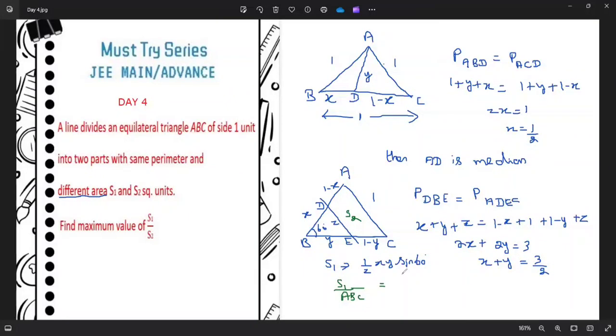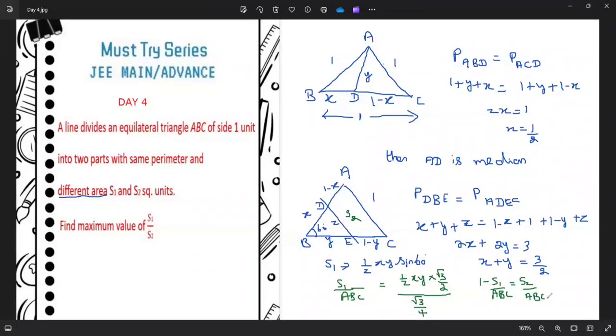S1 is a triangle, half into xy sine 60. Sine 60 value is root 3 by 2. Divided by the area of the equilateral triangle, which we all know by the area formula is root 3 by 4 times side squared, side being 1, so 1 squared. This is the value of S1 by ABC. Similarly, I'll do S2 by ABC. For that, what did I say? If I just subtract this ratio from 1, I'll get S2 by ABC. 1 minus S1 by ABC will give us the value of S2 by ABC.